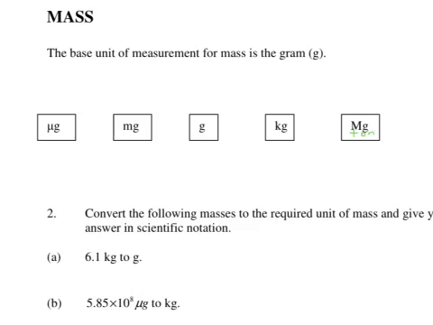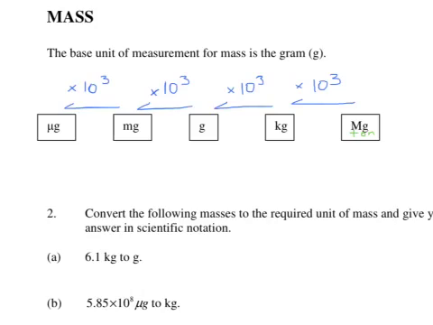So to do our conversions now, from right to left along the top and multiplying across the top, each one of these is multiplied by 1,000 or 10 to the power 3. So if you have a look at the gram, we have 1,000 grams in a kilogram, but 1,000,000 grams in a megagram or a tonne.